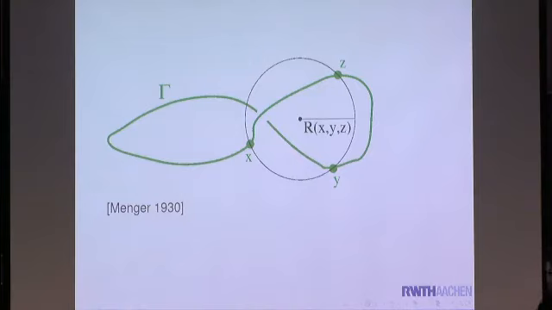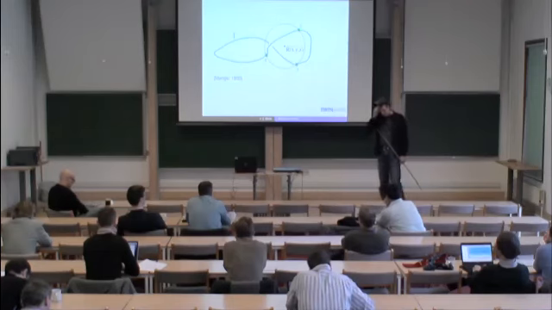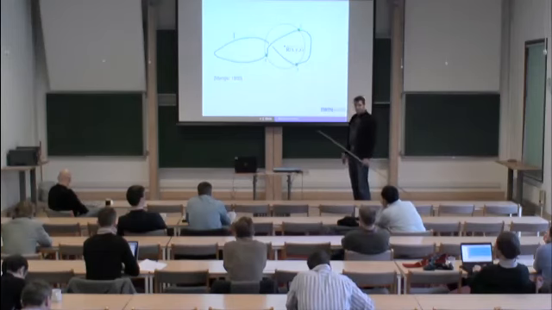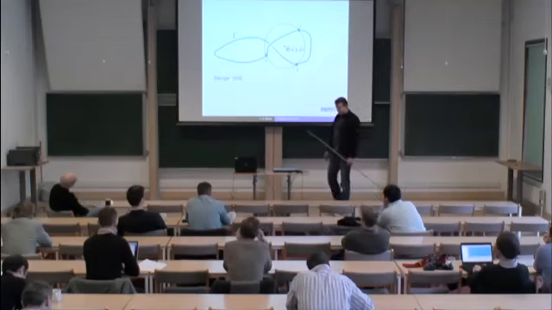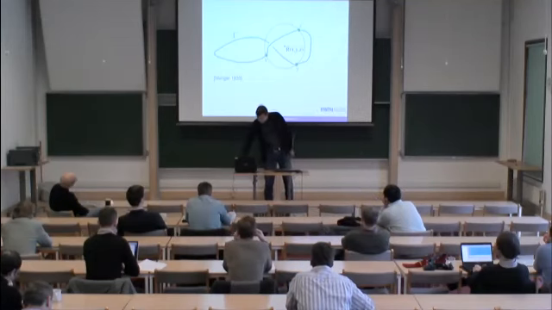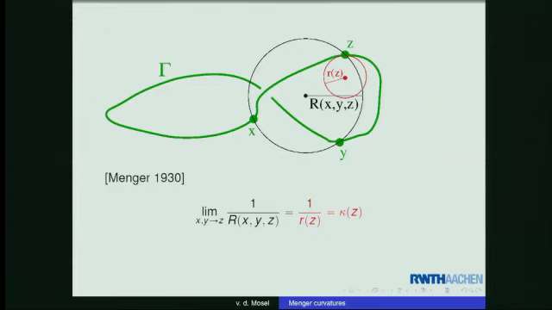So Menger knew two basic things. The first thing was, well, if you have a smooth curve, and let's assume that for a moment, and you take the coalescent limit of x going to z and y going to z, then you find that this radius tends to the local radius of curvature at the point z again. So the inverse tends to local curvature. In that sense, for smooth objects, this multi-point function is able to capture local properties.